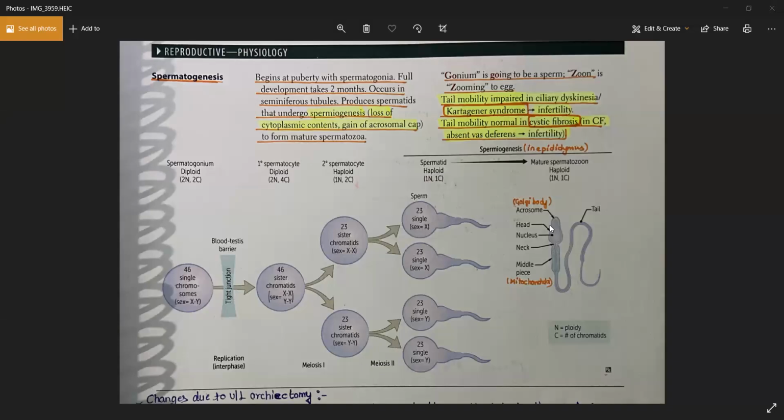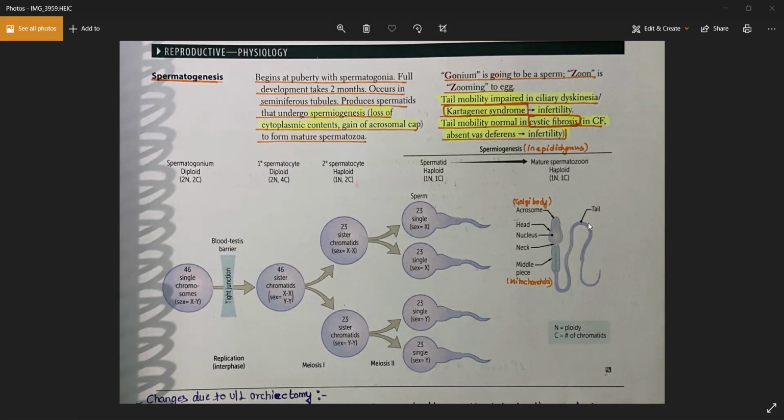Then the head contains the nucleus. This nucleus contains all the chromosomes that will be transferred to the cell for the fusion. The middle piece has the mitochondria that provide the energy. Finally, it has a tail, and the function of the tail is to provide mobility.